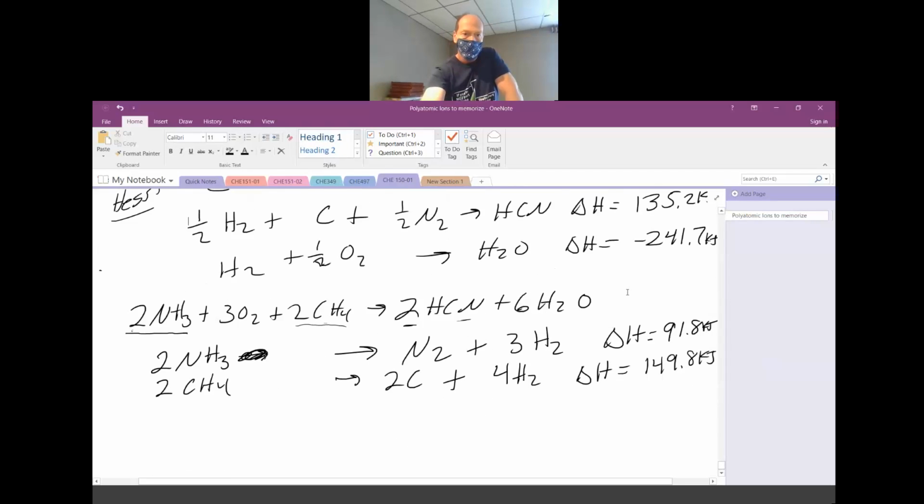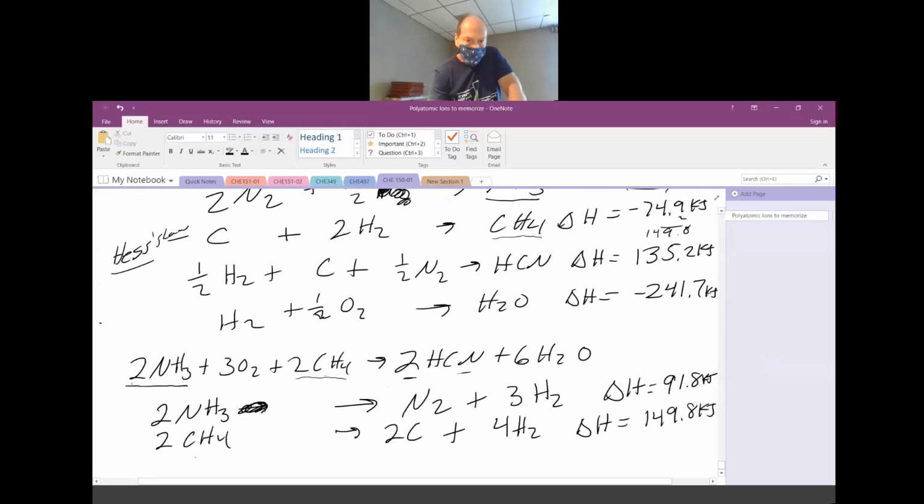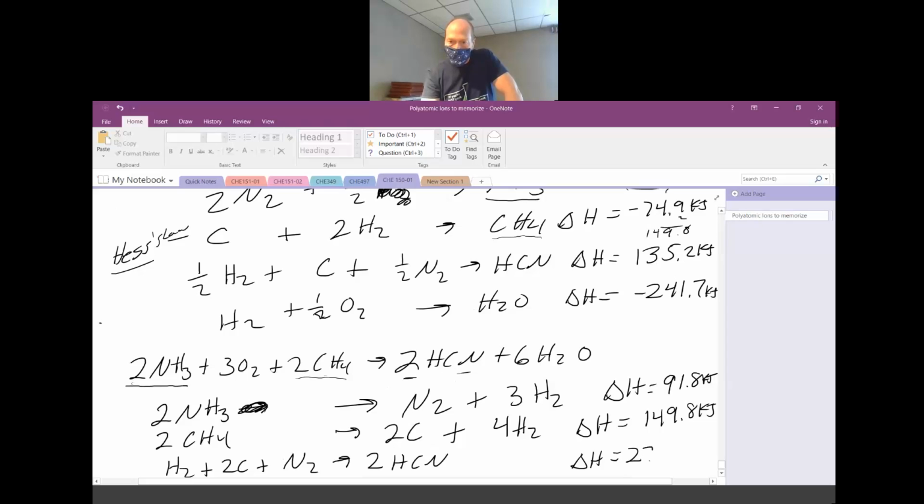All right, so we're going to multiply that by 2, and so we're going to have H2 plus 2 carbon plus N2 yields 2 HCN. And the delta H of that is we have to multiply this by 2. So it is equal to 270.4 kilojoules.